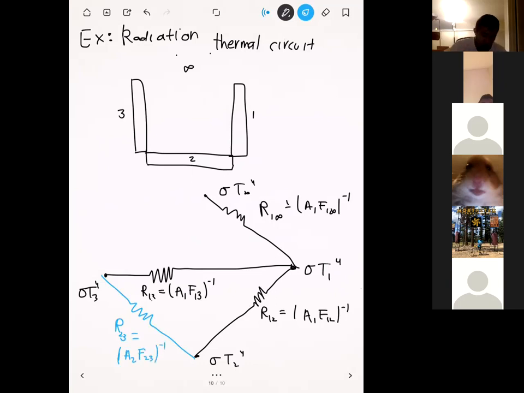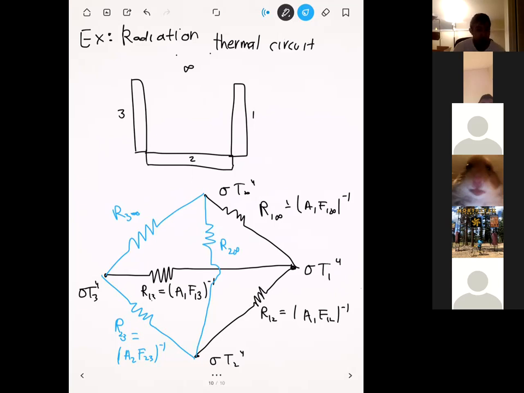We also have the radiation exchange between surface 3 and infinity, so that's going to be R3 infinity. And then we have the radiation exchange between surfaces 2 and infinity as well. I drew this little bump here to say that the circuits don't cross. So we have R2 infinity, and I think that's all of them. Yes, that's all of them.